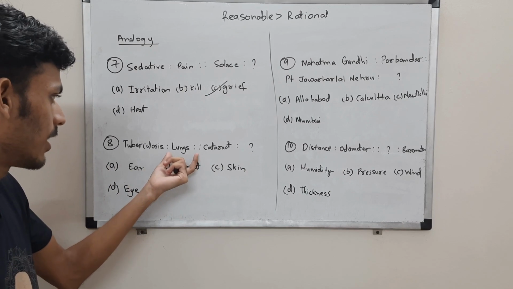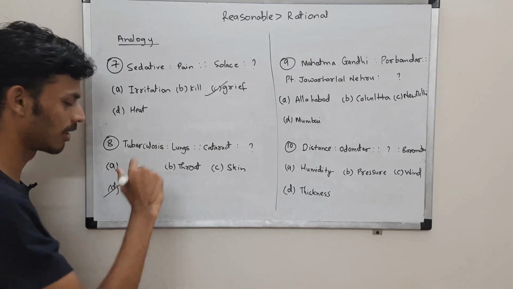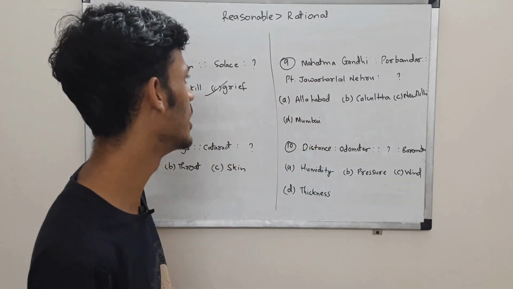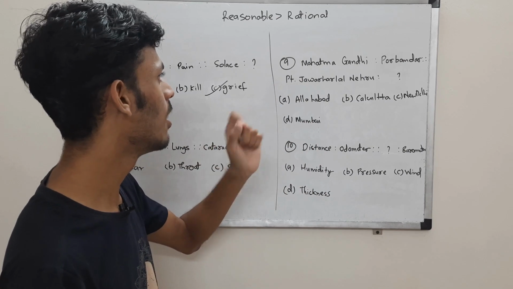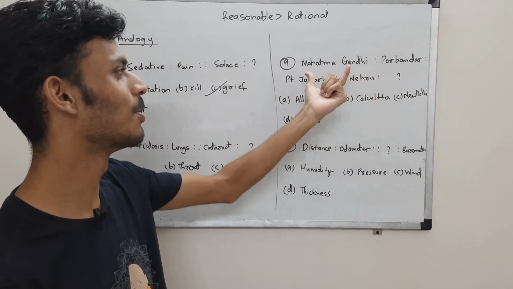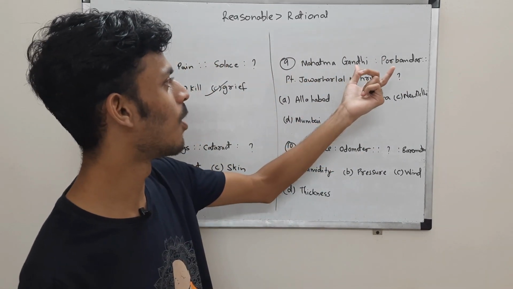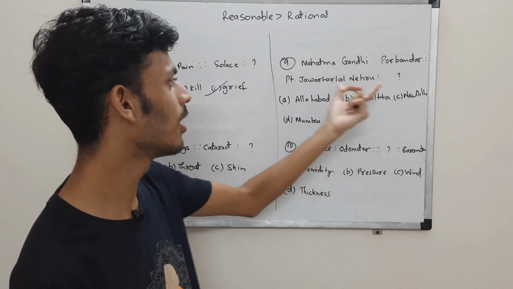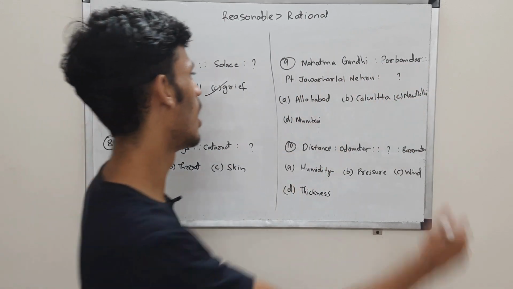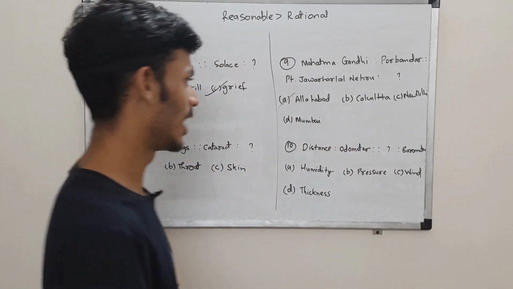Tuberculosis affects majorly the lungs, cataract affects the eyes, the cloudy lens. You might have learned it in the optics chapter, eye disorders. Now question number 9, Mahatma Gandhi, Porbandar, then Jawaharlal Nehru, where? Basically this is their birthplace. Mahatma Gandhi was born in Porbandar, Gujarat, then Jawaharlal Nehru was born in Allahabad. So option A, Allahabad, is the correct choice over here.